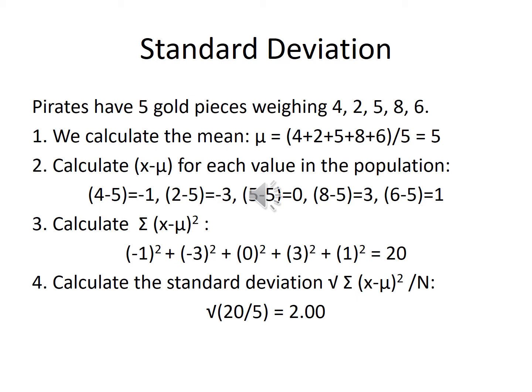Then we calculate the standard deviation, which is equal to the square root of that 20 divided by my sample size, which is 5. So it's 20 divided by 5 equals 4. The square root of that is 2. And this is roughly, if I were to pull something out at random from these 5 gold pieces, the average distance that the gold piece I pull out will vary from the average of the total is 2. So I won't find many 5s, but I'll find a whole bunch between 3 and 7.